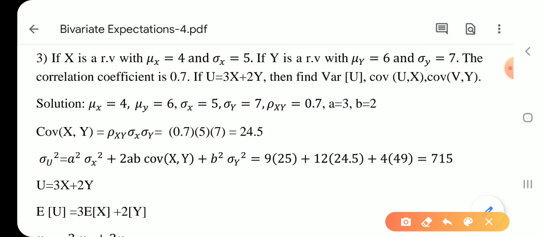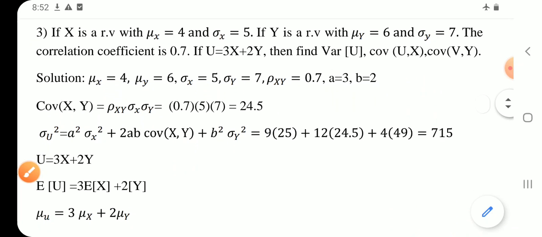First of all, let us find the value of covariance of xy, because we need it to find the value of sigma u square. In sigma u square, we require covariance of xy. Covariance of xy is given by rho xy into sigma x, sigma y. Rho xy is 0.7, sigma x is 5, sigma y is 7. When we put these values, we get the answer as 24.5.